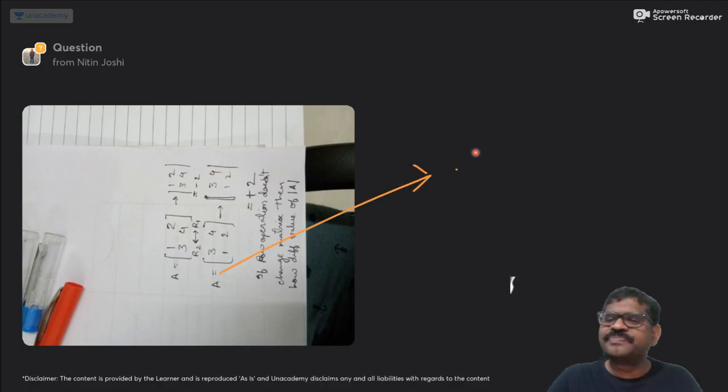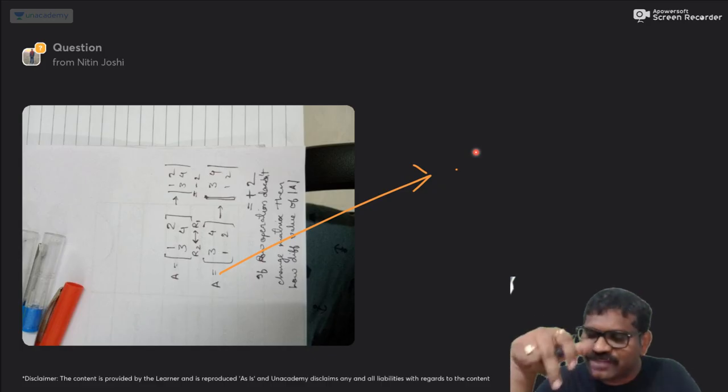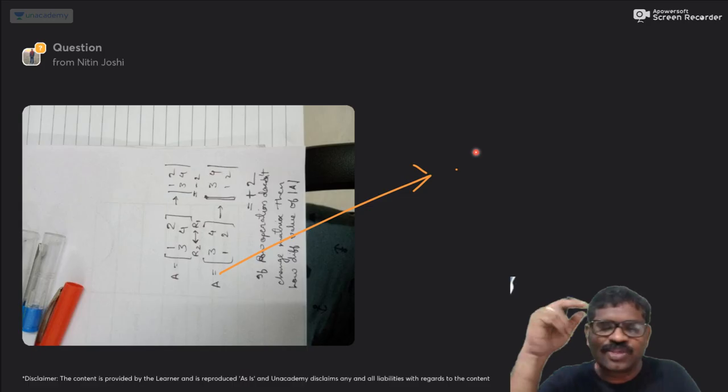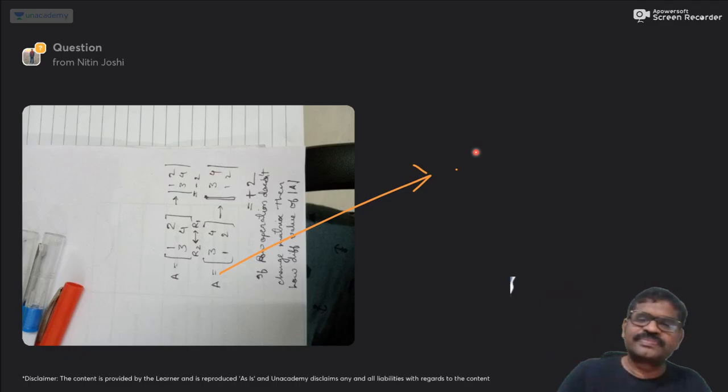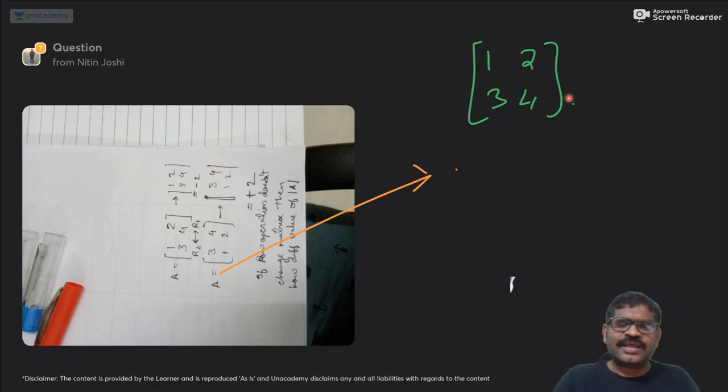Mr. Nitin, properties of determinants are different, properties of rank are different. You are merging properties of determinant with rank. Observe. If you take 1, 2, 3, 4, what is your purpose? Are you going to find determinant value or are you going to find rank?